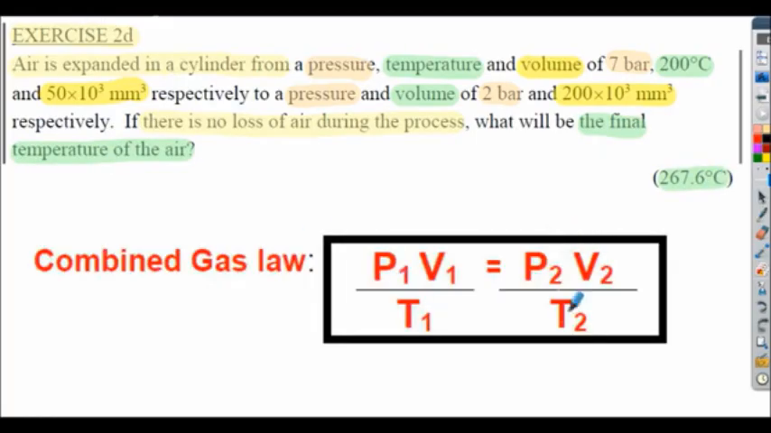So from the combined gas law, we need to find the value of T2 in this particular case, the final temperature of the air. I encourage you to stop the presentation, attempt exercise 2D, with the full solution shown on the following slide.